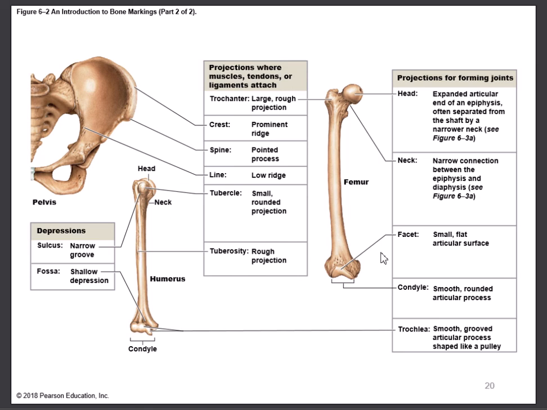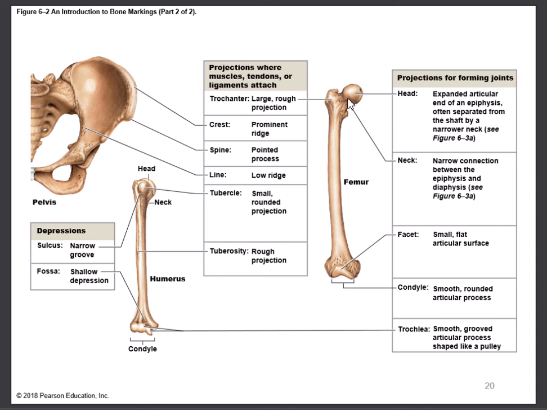Finally, this column over here, these are parts of bones that are going to help to form joints. So we're always going to see these parts of the bone forming a joint. All right, the head of a bone is usually a rounded area of the bone. So that's usually something that you can see. Most of the bones that have a head are rounded. Like this is the head of the femur. This is the head of the humerus. You can see it's kind of rounded.